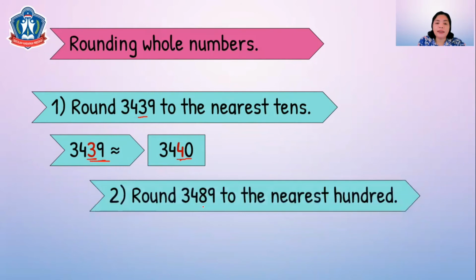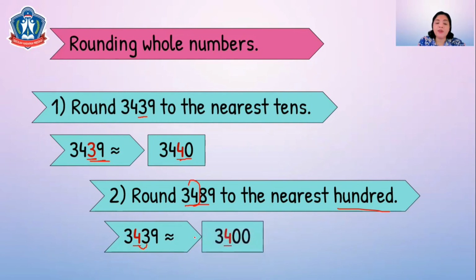Another, round the same number, 3,439, to the nearest 100. The hundreds digit is 4. So when we round this number, let's focus on the number next to 4, and that is 3. Is 3 near to 4 or to 5? Yes, it's still near to 4. Therefore, when we round 439 to the nearest hundred, this is still near to 400. It is far from 500. So this is how to round whole numbers.